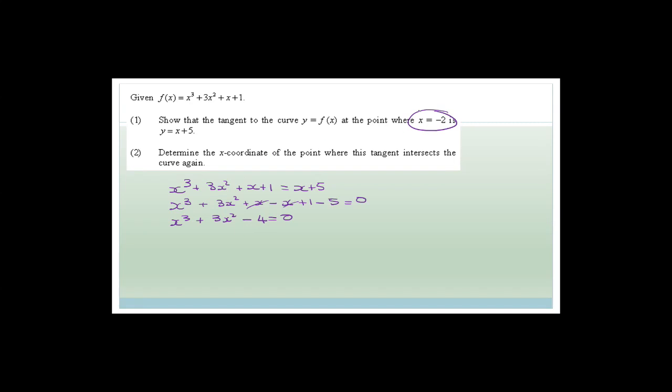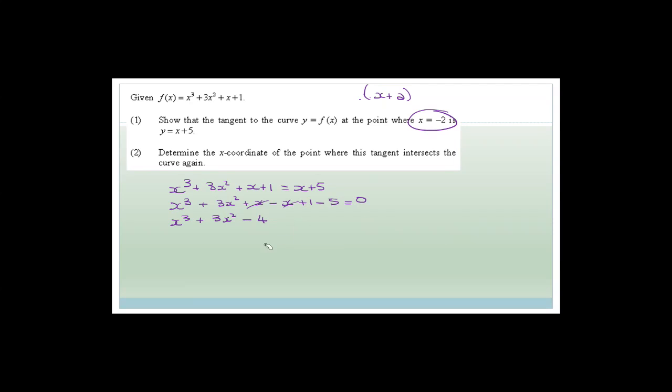But we know that this will work. We know that if we substitute minus 2 in, we're going to get 0. Let's prove it. We've got minus 2 cubed, plus 3 times minus 2 squared, minus 4. Minus 2 cubed is minus 8, plus 12 minus 4 is equal to 0. So we know, therefore, that x plus 2 is a factor. So I can divide this using the factor theorem. That's effectively what we're doing now.